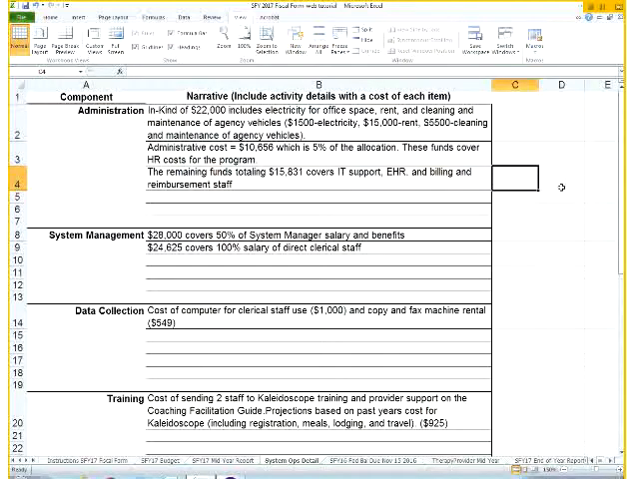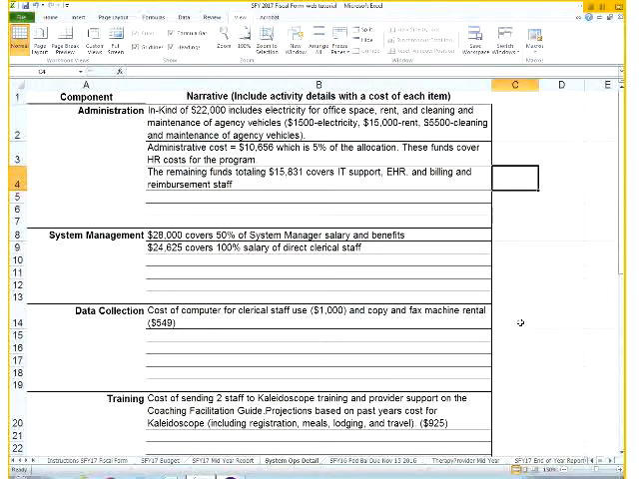Remember, the administration tab is the operational cost to the local lead agency to administer this contract. So in this detail, we see that cost to the local lead agency for the electricity, for the rent, for the agency vehicles, for human resources, and for IT support, electronic health records, and billing and reimbursement staff.